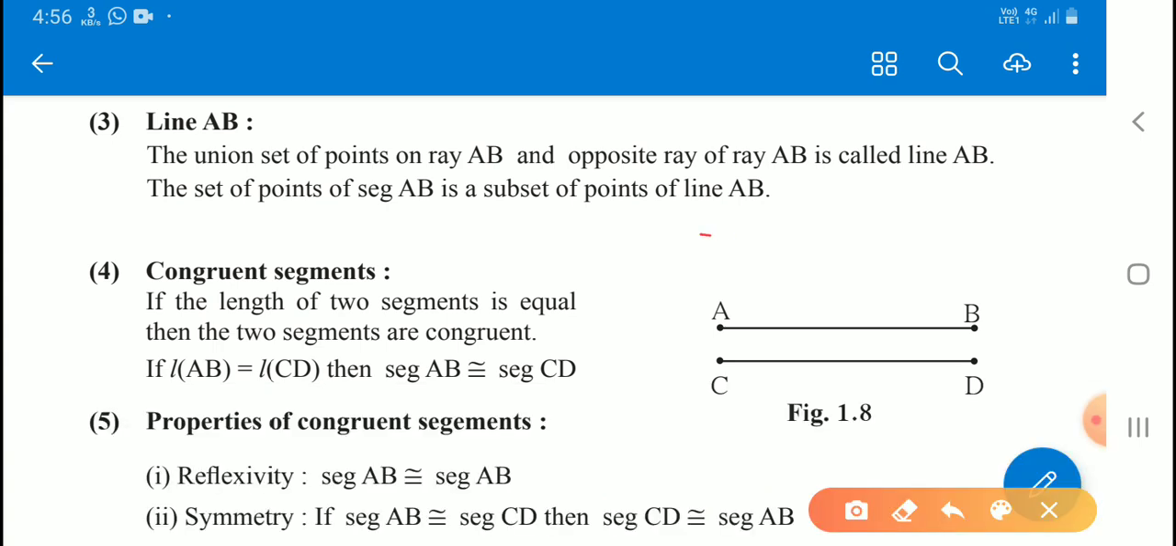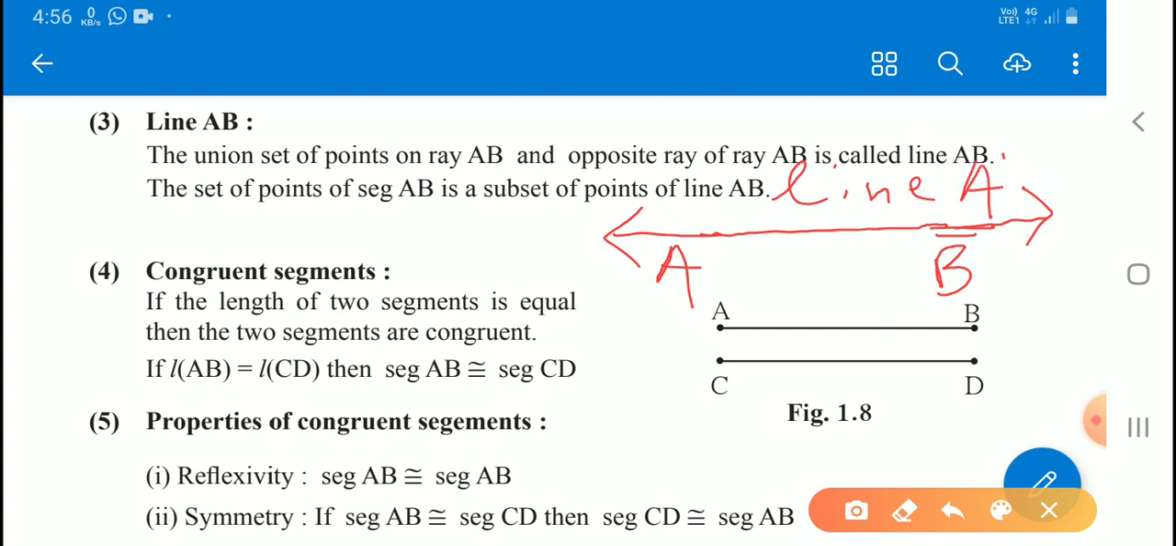Here we have to first draw the line segment AB. If I extend the line segment on both sides of the endpoints A and B, then you will get the line AB. The union set of points on ray AB and the opposite ray of ray AB is called line AB. The set of points of segment AB is a subset of points of line AB.